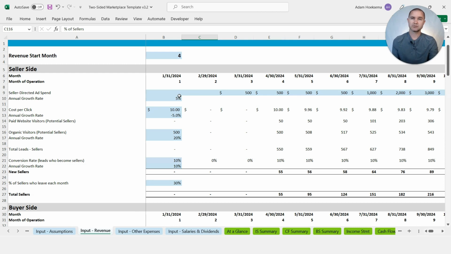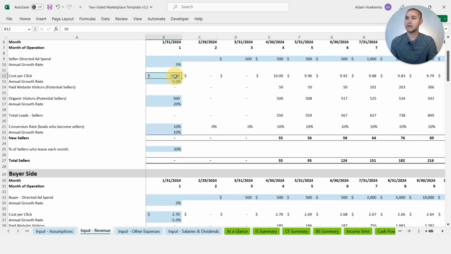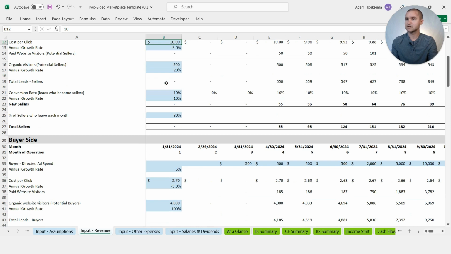And so if we treat this example, we can think about this as maybe an Etsy platform where you have sellers and buyers, right? And so we're going to do some seller-directed ad spend here. We're advertising to try to drive sellers to the platform. We have a cost per click estimate here. And you'd be able to use tools like Google Keyword Planner tool to figure out what an estimated cost per click for your particular type of keyword might be for sellers.